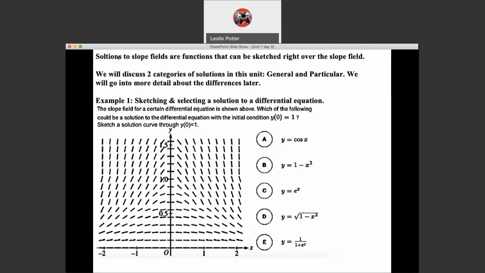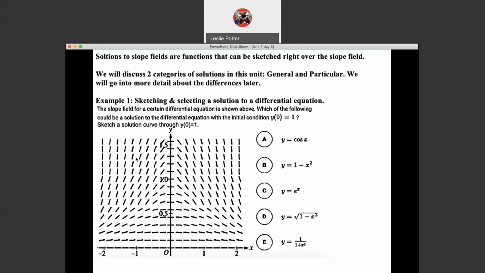If you remember the last example from the previous day's notes, we call those solution curves. It depends upon what point they go through, and they can have different shapes based on whether or not we have asymptotes in that slope field. We're going to discuss two categories of solutions in this unit: one called a general solution and the other called a particular solution. We'll go into more detail about the differences between these two types a little later in the unit.